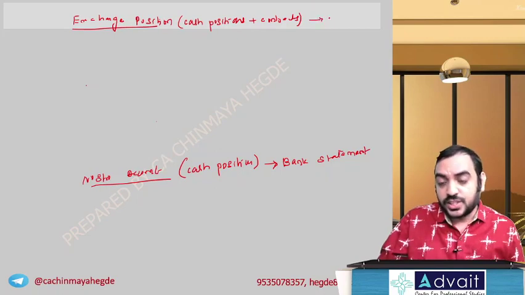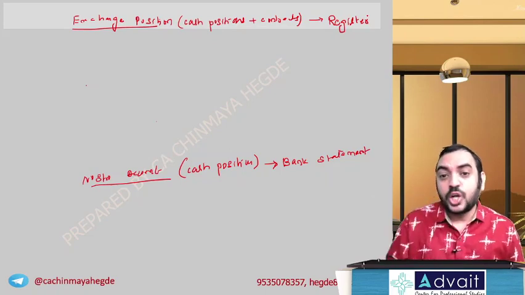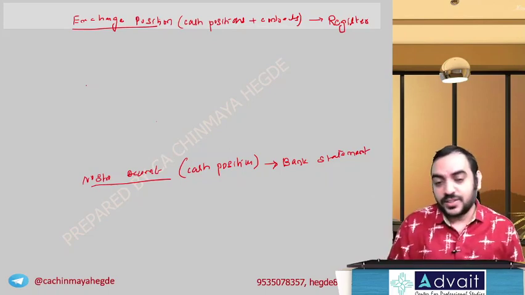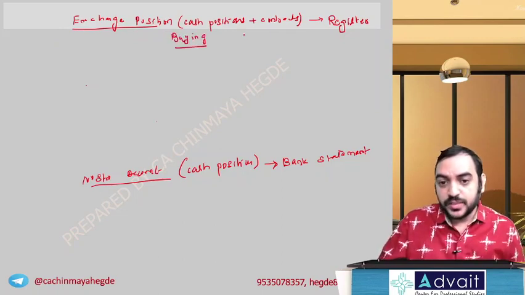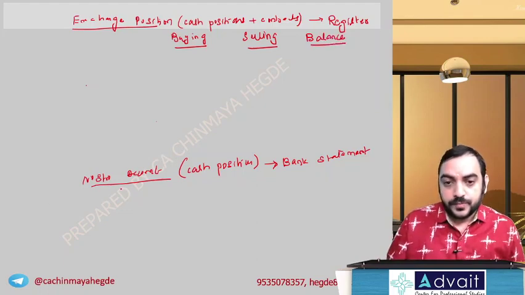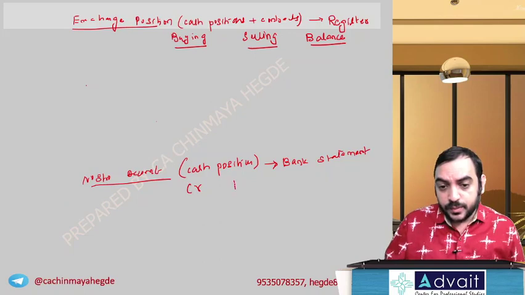And this is more like a register. This is not an account. It is more like a register because contracts in hand are not taken in the books of accounts. So in the exchange position we are buying contracts, selling something, and the net balance. Here we don't say buying and selling. Like your bank passbook, you have credit transactions, debit transactions, and net balance.